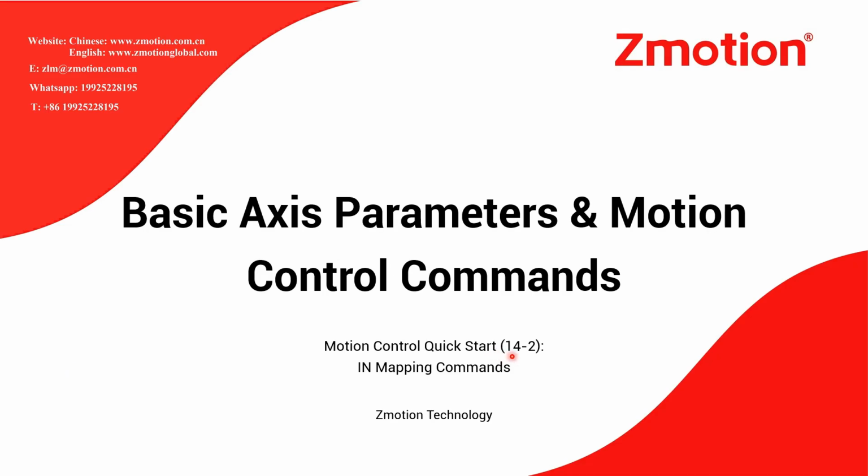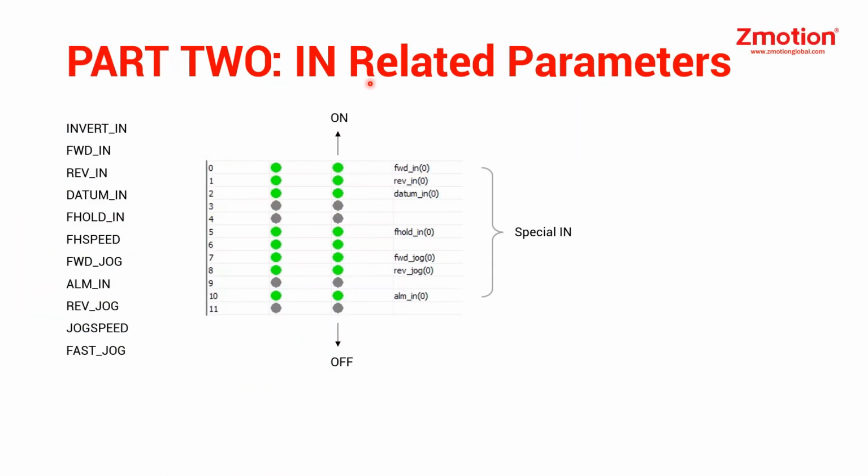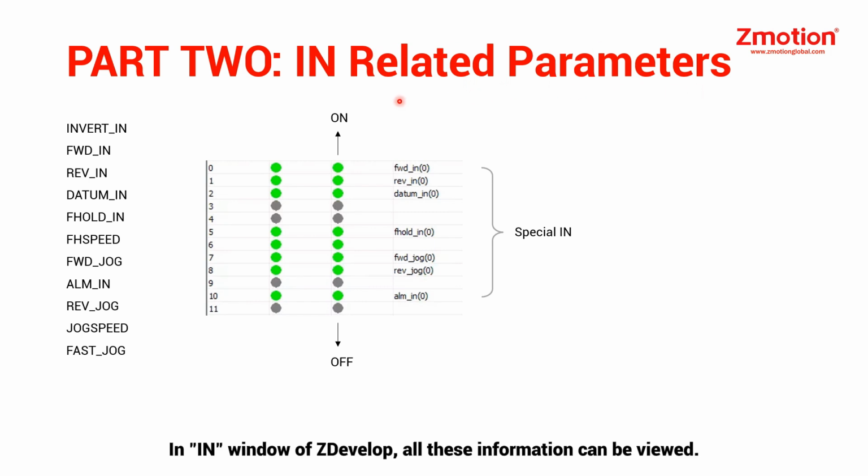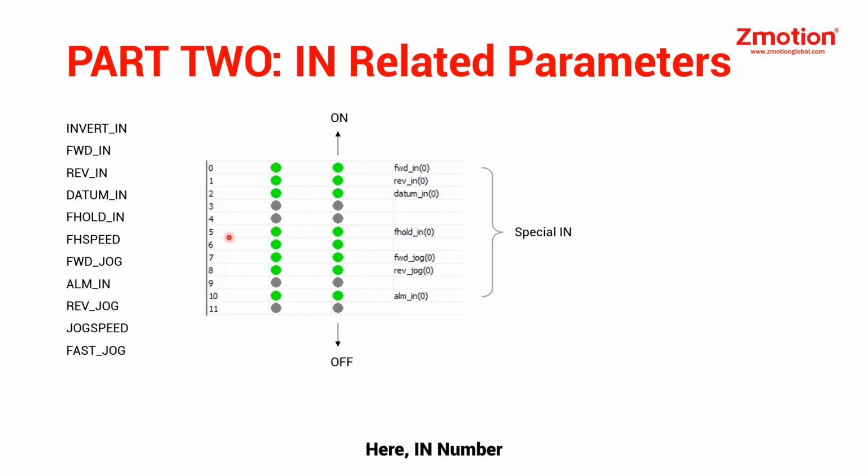Welcome back. Here, let's learn the second part, IN related parameters. In the window of ZDevelop, all this information can be viewed. Here is the IN number, then the IN state, and whether the IN is reversed.